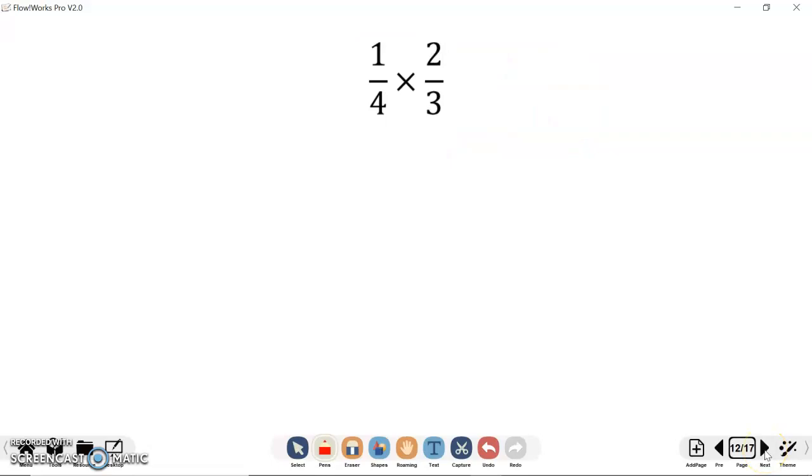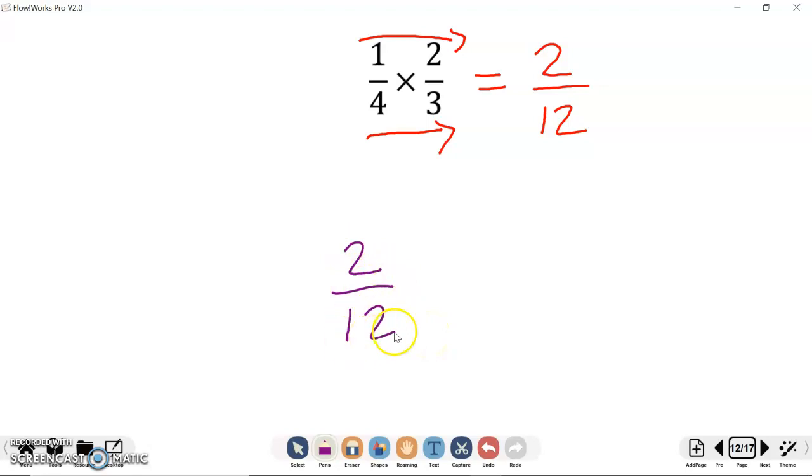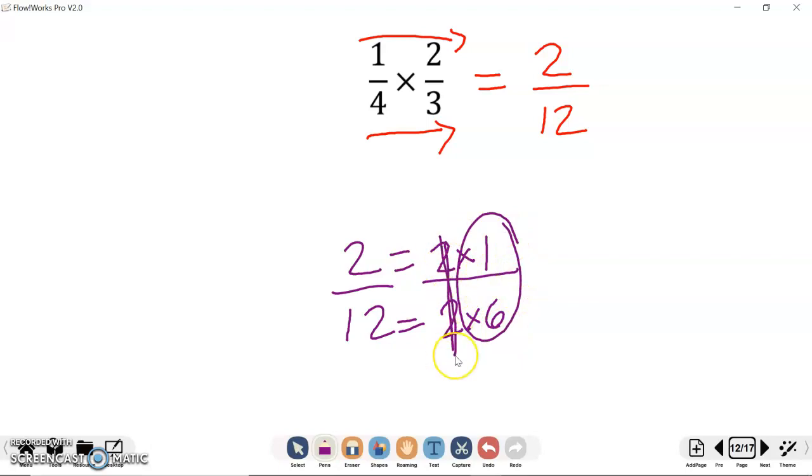Now we have 1/4 times 2/3, so we're going to multiply. 1 times 2 on the top is 2, and 4 times 3 on the bottom is 12. And on this one, we can simplify. If we look at 2/12, I know that 2 is equal to 2 times 1, and 12 is equal to 2 times 6. So I'm going to end up with 1/6 after I get rid of that 2. So my solution here, my simplified answer, is going to be 1/6. And yes, you do need to simplify after you multiply fractions, if you can.